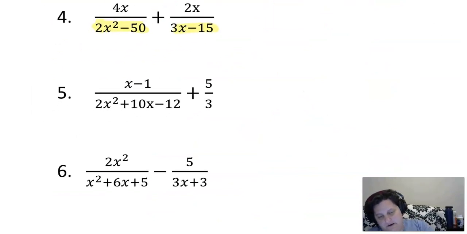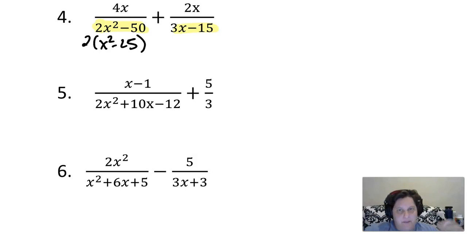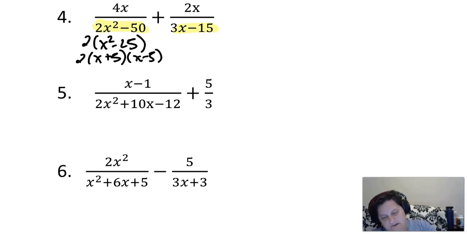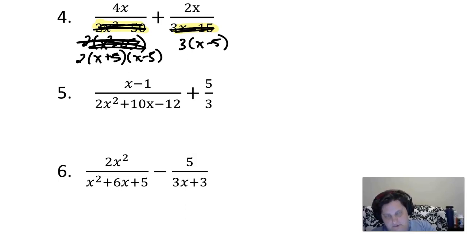Okay, check it out. For this first one on number 4, I could factor out a 2 and I have x squared minus 25. But hopefully you guys are noticing these things reasonably quickly. I want you to notice these differences of squares that come up a ton. So x squared minus 25 is the same thing as x plus 5, x minus 5. Okay? So let me just use that for my denominator. And then over here, I could take out a 3 and I have x minus 5. Okay? Now, the thing that these two have in common is they both have an x minus 5.